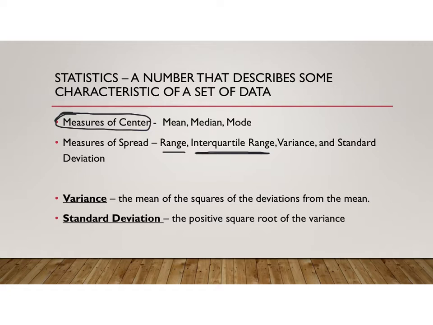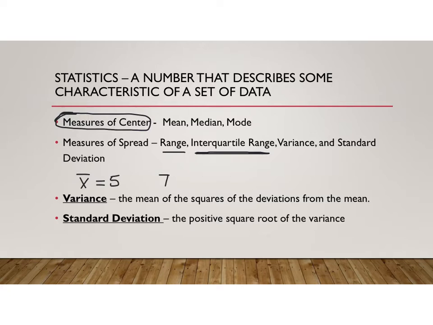Now the variance is the mean of the squares of the deviations from the mean. Okay, so that is a very loaded definition. But what that means, if we're talking about a set of data that has, let's say, a mean, which is symbolized by x with a bar over it. Let's say the mean is 5. And one of my numbers in my data set is 7.